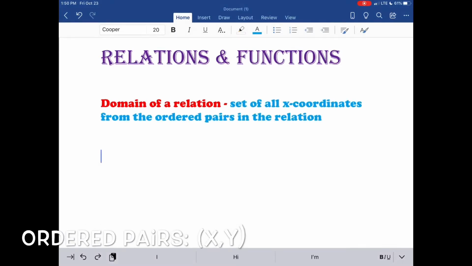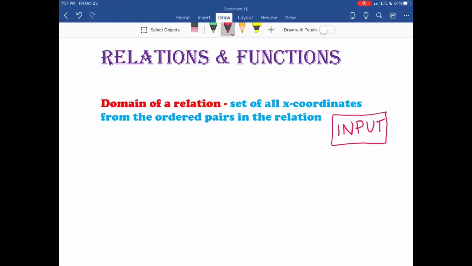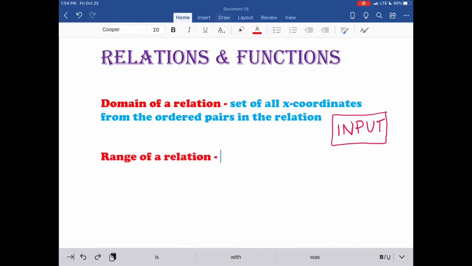Well, the domain of a relation is the set of all of the x coordinates from the ordered pairs in that relation. Domain, you also want to think of as the input.